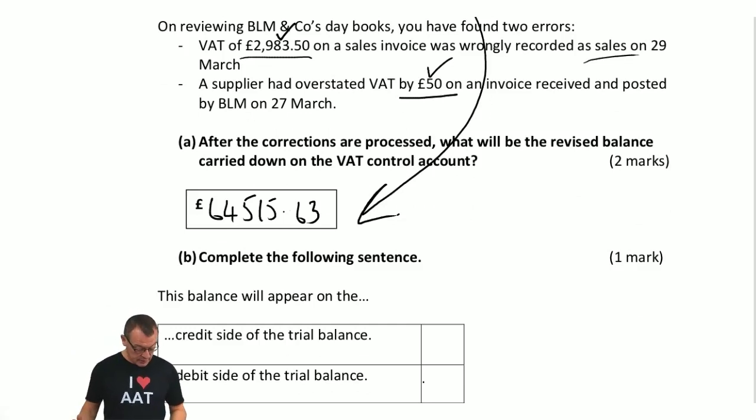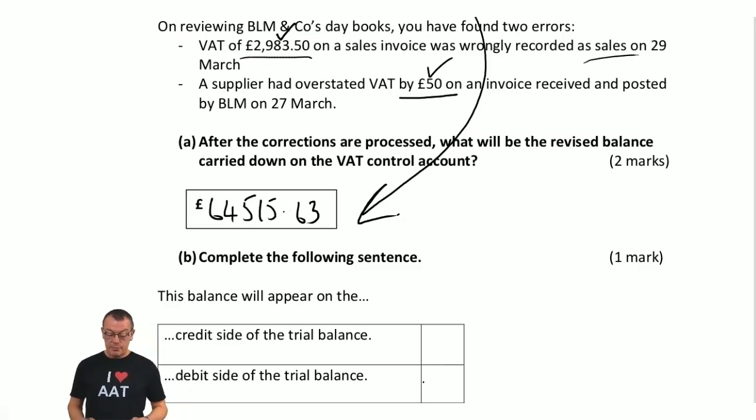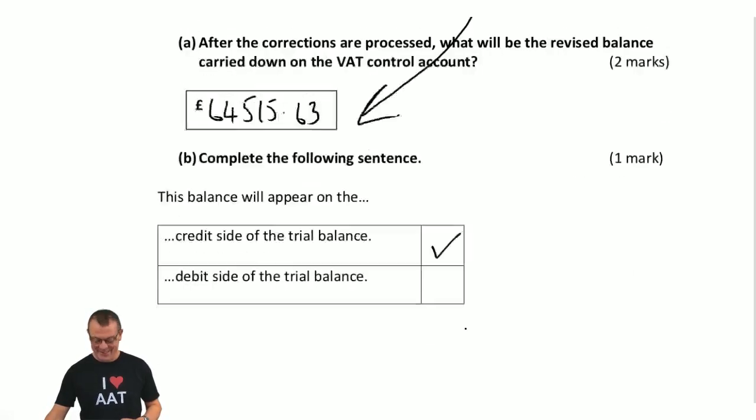Complete the following sentence. This balance will appear when? Will it be a credit or a debit? Well, it's a debit that side, it'll come forward as a credit. When you bring forward a credit, it's a liability, which is where it will appear. So it will appear on the credit side of the trial balance. So it's a liability. So I think that's quite a straightforward mark for allocation there.